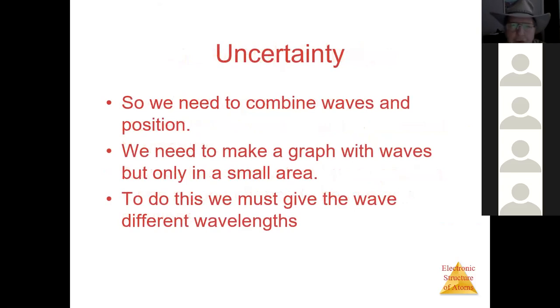So what we need to do is combine these two theories. We need to combine waves and particles. And the way we're going to do it is we're going to make a graph, and we're going to make that graph with waves, but those waves are only going to be in a small area. To do this, we must give the wave different wavelengths.